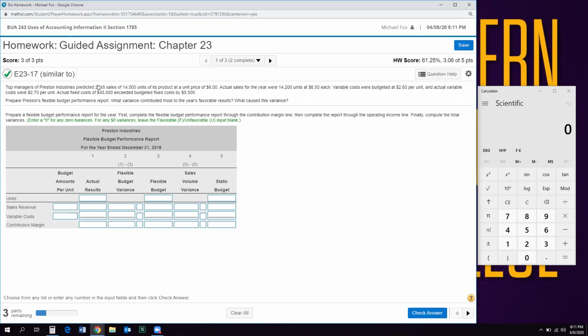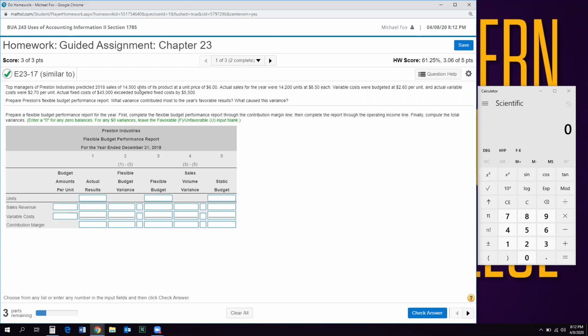Top managers at Preston Industries predicted 2018 sales of 14,500 units of its product at a unit price of $6. Actual sales were 14,200 units at $8.50 each. Variable cost, and so on. So there's all our information. I'm just going to go through this information and break it down.